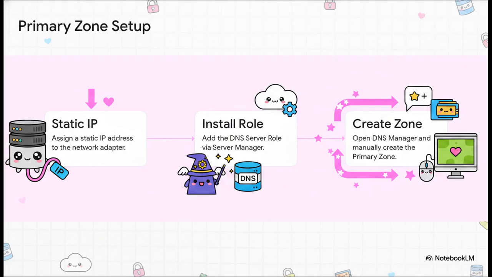Step 2 is adding the DNS server role right through the Server Manager. And finally, Step 3 is opening up the DNS Manager to manually create your new primary zone and begin adding your host records one by one.